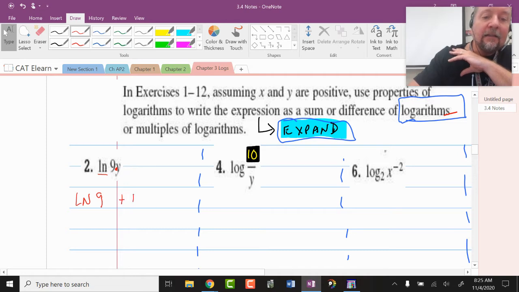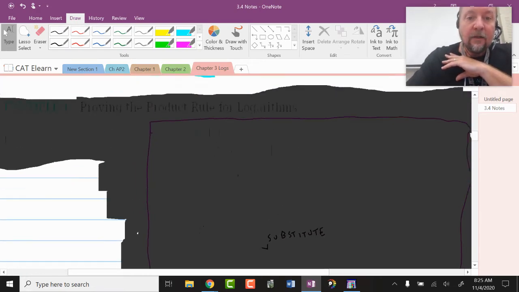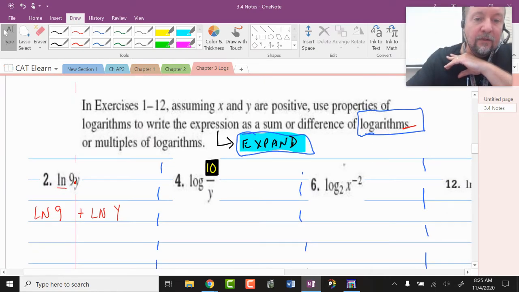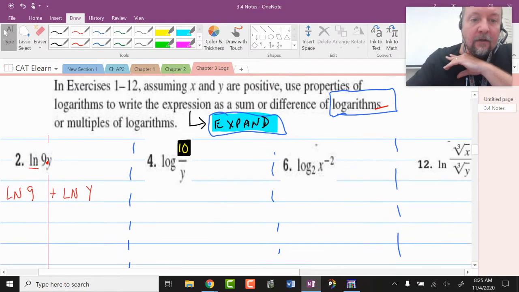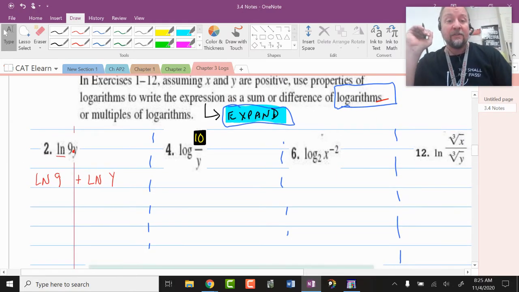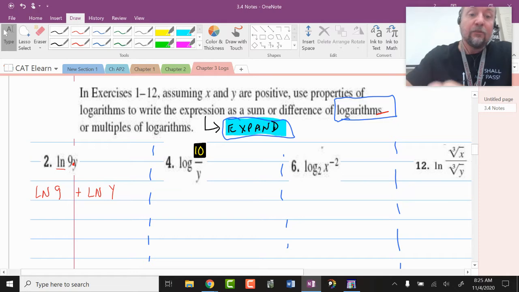ln 9 plus ln y. There it is, a product. So numbers of the same base multiplied together, you add the exponents. Just having the ability to do this is really the key. And then when we move on to solving equations coming up next week, these rules are going to come into play and you got to know when to use them.